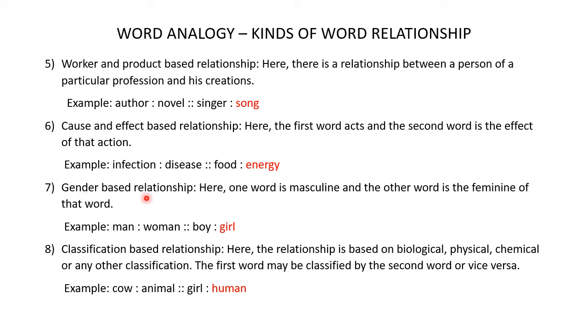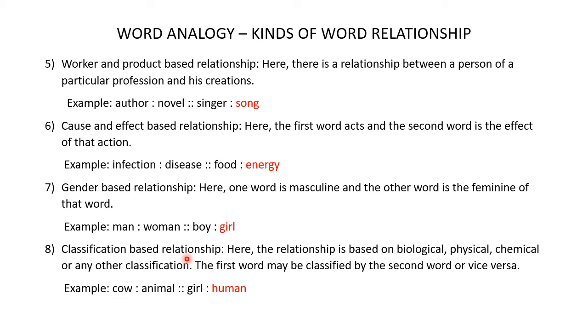Gender-based relationship. Here, one word is masculine and the other word is the feminine of that word. For example, man is masculine and the feminine gender of man is woman. Similarly, boy is masculine and girl is feminine.